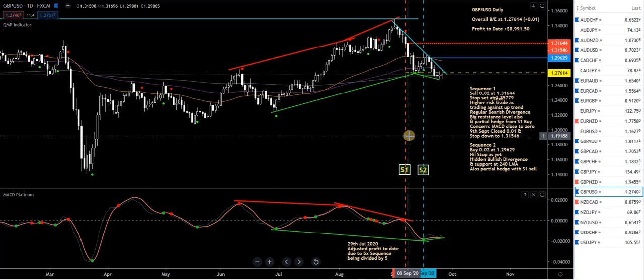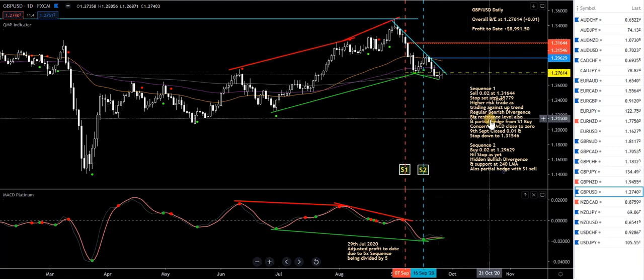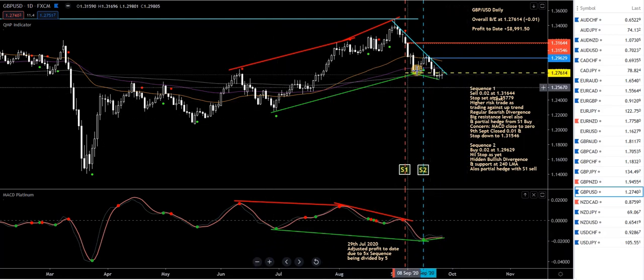Pound USD, what are we in here? I took a sell up here, got a stop in place, so I can't lose on sequence 1. Sequence 2 was a buy. I didn't put a stop in place because I got hidden bullish divergence again, so I will hedge sequence 2 if a sell signal presents. At the moment there's been no sell signal.